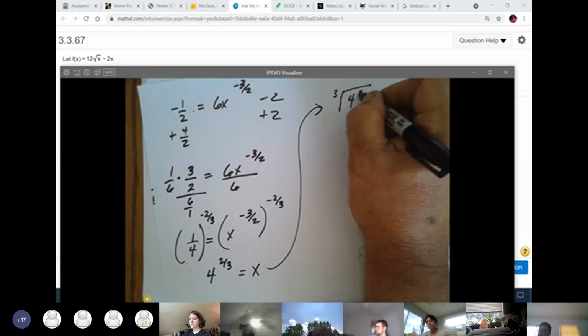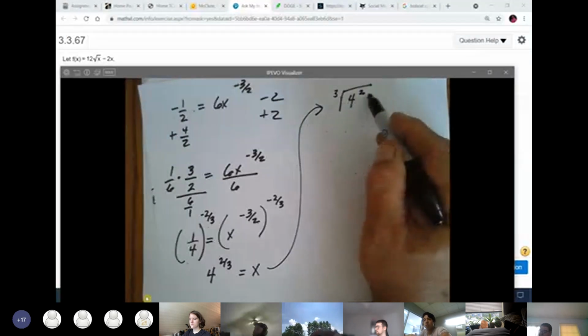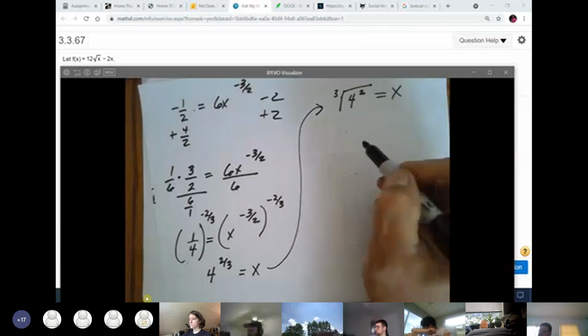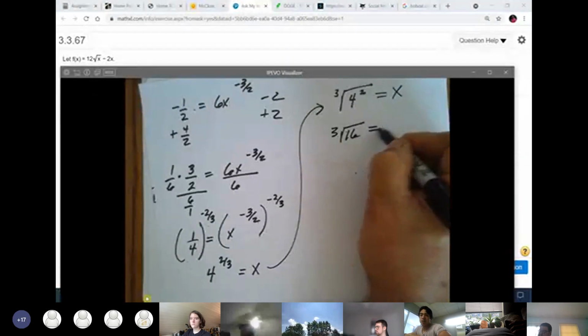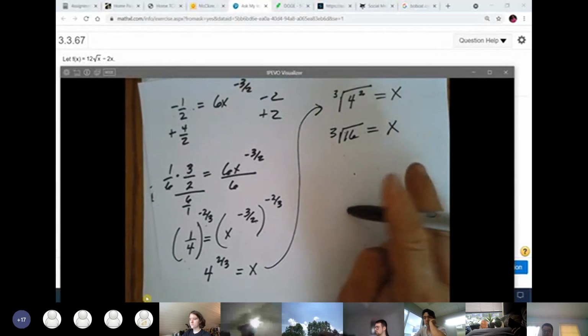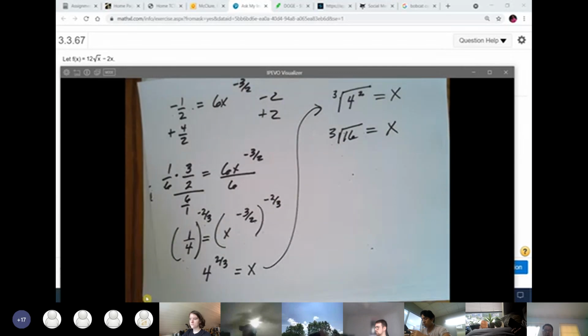I'm getting a 16, but I'm not getting it where I'm supposed to get it. It is equal to x, and I get the 3rd root of 16. If I wrote down the problem correctly, can anybody shed some light on where I messed up?